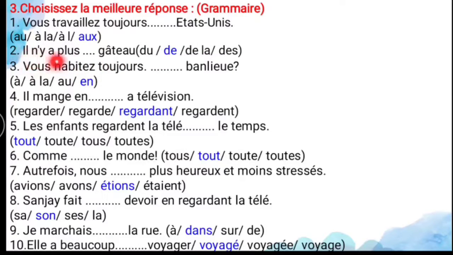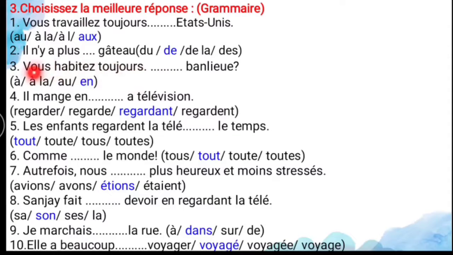And the second one is "Il n'y a plus dash gâteau." So here you have to use a partitive article. So here the sentence is what? A negative sentence. In a negative sentence you have to change it. And the answer is what? "Il n'y a plus de gâteau." There is no more cake.